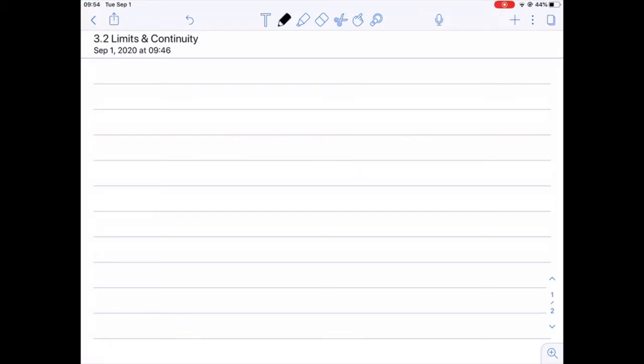In this section, section 3.2, we talk about continuity, and we use limits to introduce continuity mathematically. So let's start with continuity. What do we mean by continuous function?